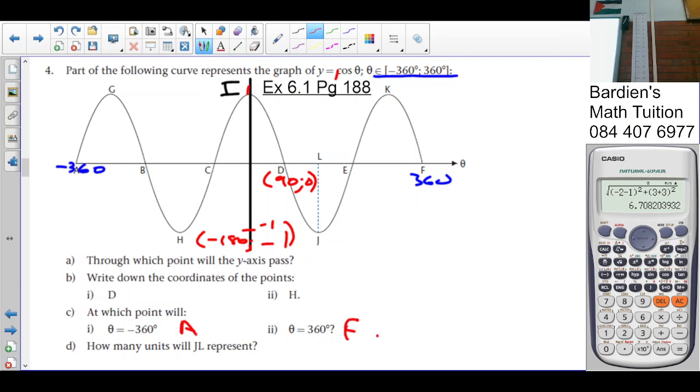How many units will JL represent? JL? Yes? Okay.